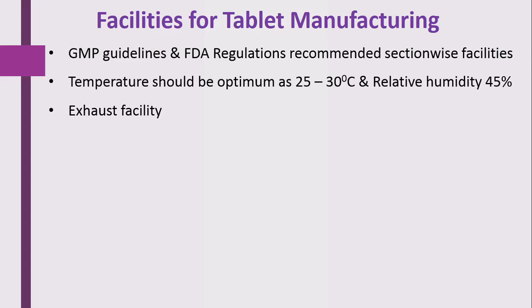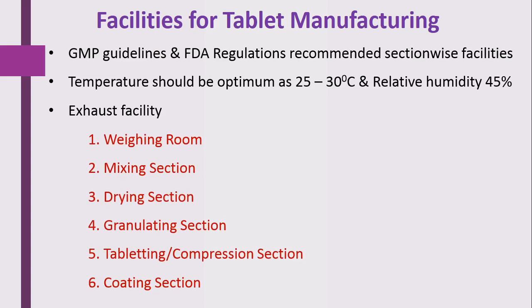So we will see the different sections for tablet manufacturing. First, a weighing room is necessary to weigh all the ingredients, then mixing section, drying section, granulating section, tableting or compression section, and last the coating section. So these six departments or sections are required for tablet manufacturing. Let's see them one by one.